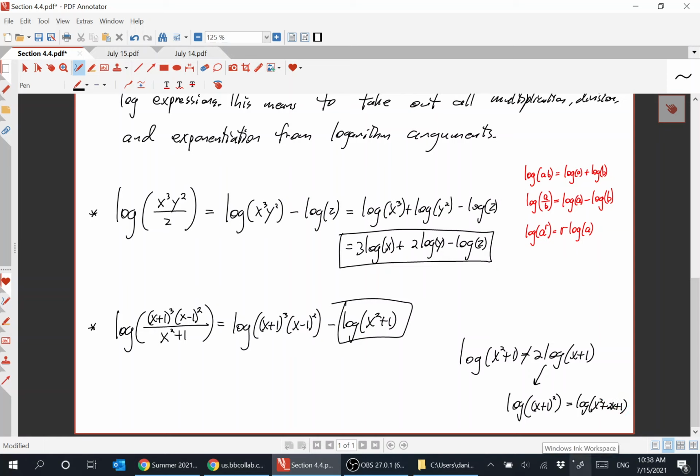I know some of you are thinking, well, x plus 1 squared is x squared plus 1. No, it's not. Exponentiation doesn't distribute over addition. Nothing distributes over addition. Okay, nor the log. So that's a done deal right there.